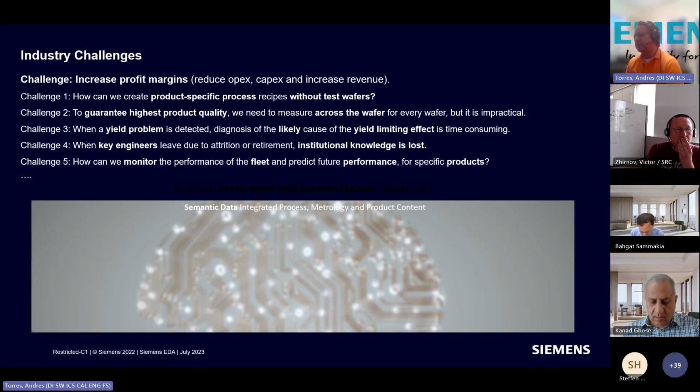Well, we want to increase profit margins. We want to create product-specific process recipes. We want to guarantee highest product quality, solve yield problems. When key engineers leave, we don't want to lose that institutional knowledge. And we want to monitor all the aspects of the fleet and predict future performance for the specific products.